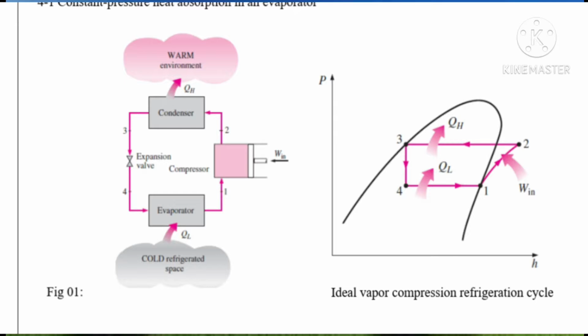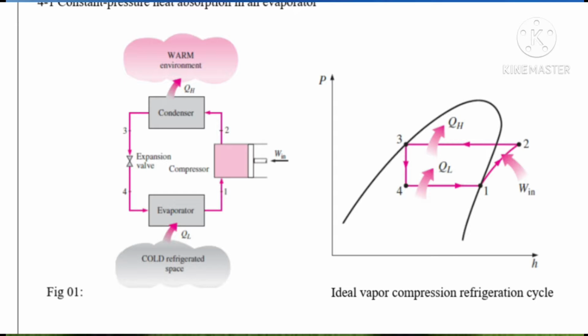From step 2 to 3 we call it constant pressure heat rejection, right? From the condenser, heat will be rejected to the environment, right? Step 3 to 4 we call throttling in an expansion device, right? Here the pressure will be decreased and the refrigerant will be supplied to the evaporator. Then the last step, 4 to 1, we call constant pressure heat absorption in an evaporator, right? That means in the evaporator the heat will be absorbed by the refrigerant again, right?